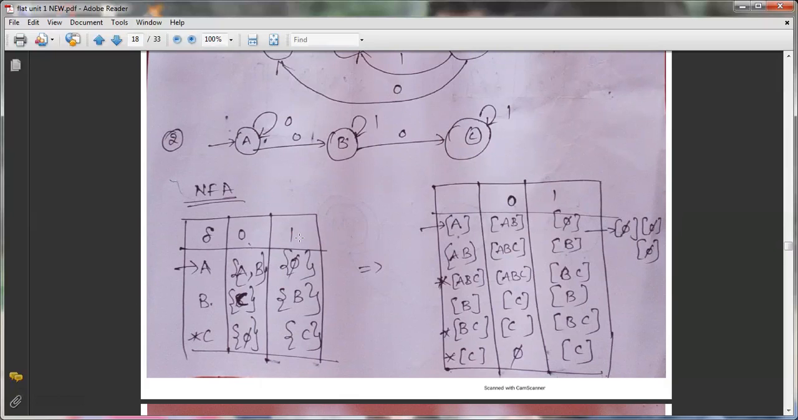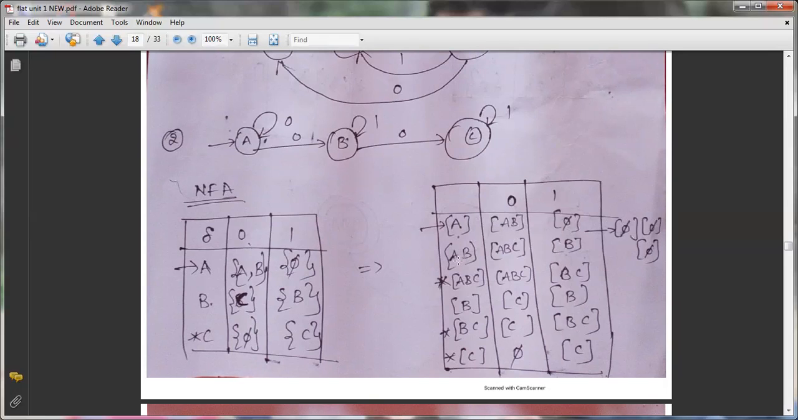And then A on 1 is going to the null state. So now AB and phi I am having here. Okay. So what is the new state I am having? Phi. Phi is the new state I am having here. So I have to take phi also. Phi on 0 is going to phi and phi on 1 is going to phi itself. And one more new state I have here, that will be AB.